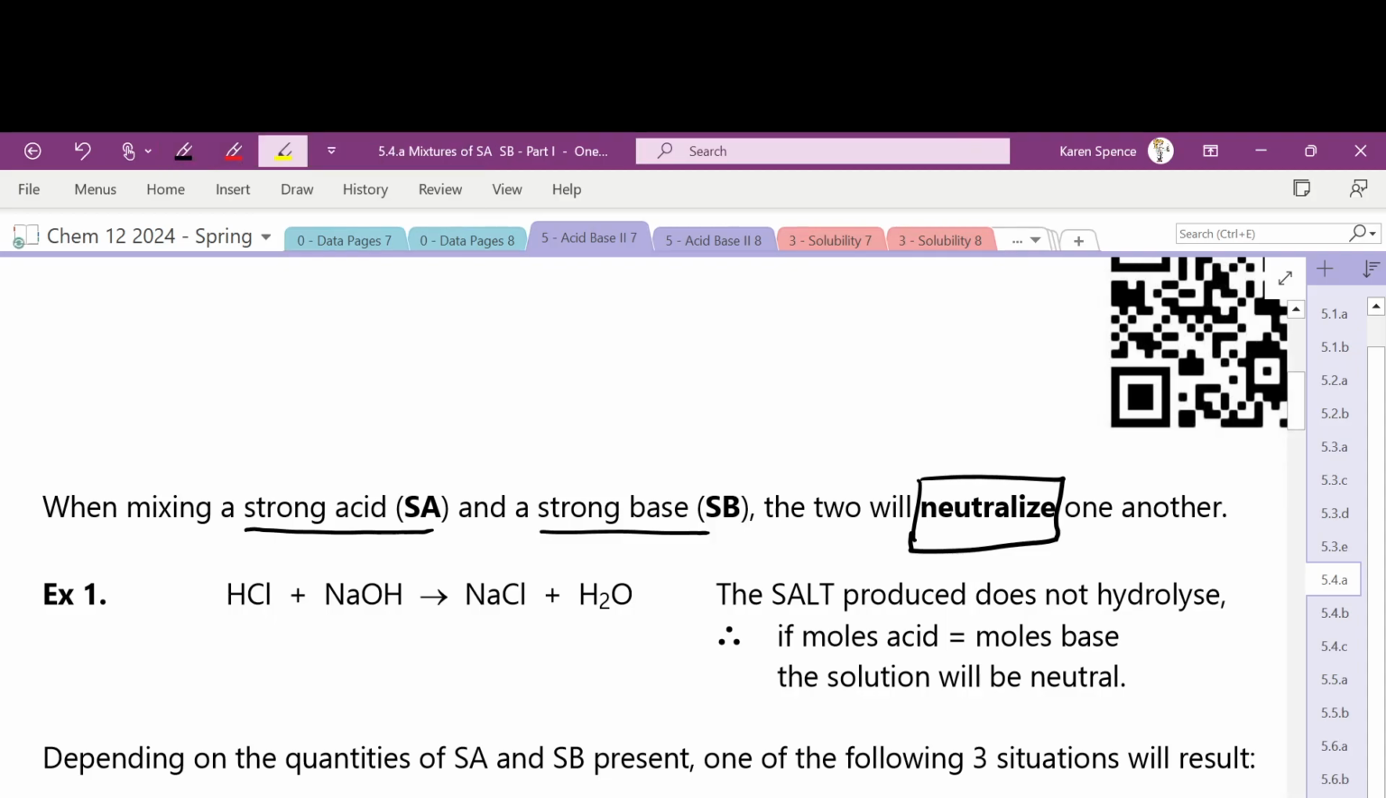Now, when they neutralize each other, we have an acid plus a base gives a salt plus water. Now, it used to be in the past that we would just be like, okay, we're done. But we have recently learned something about salts. What have we recently learned about salts?